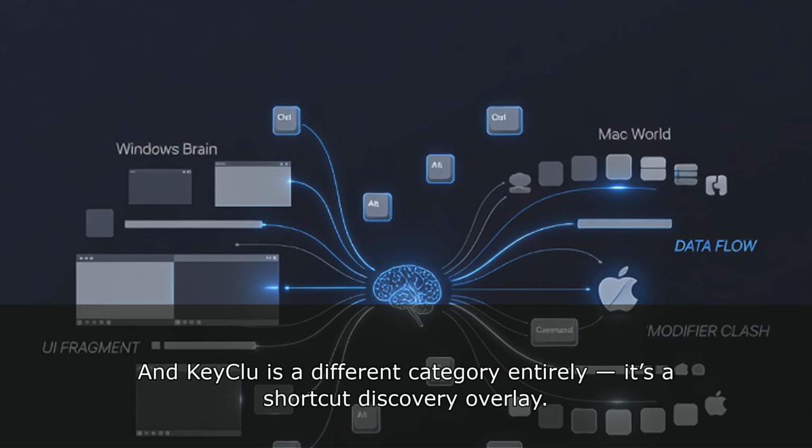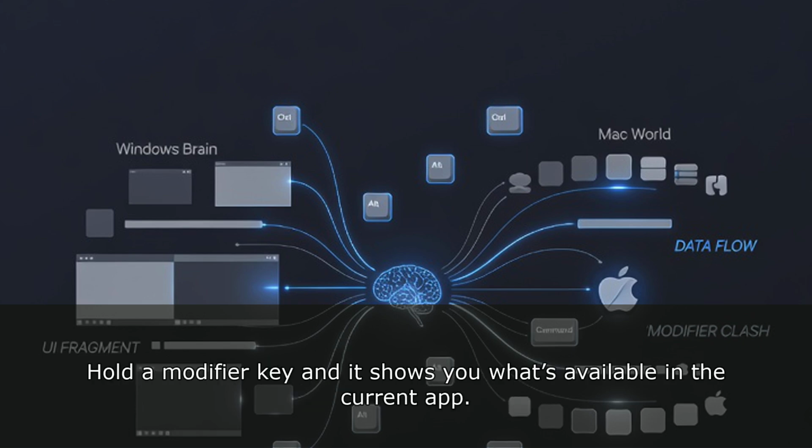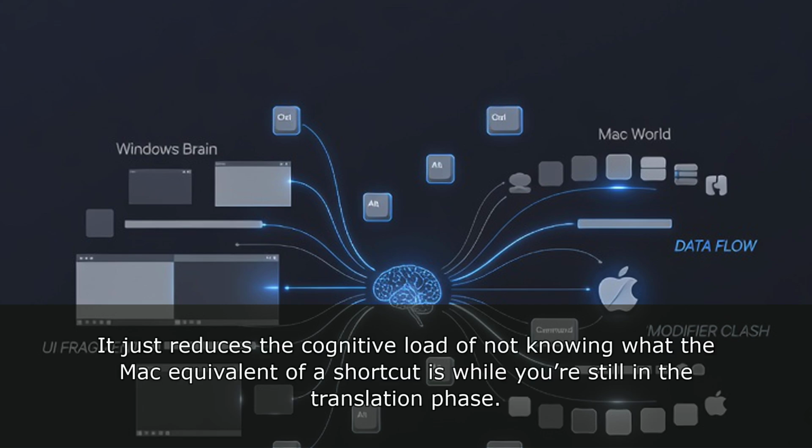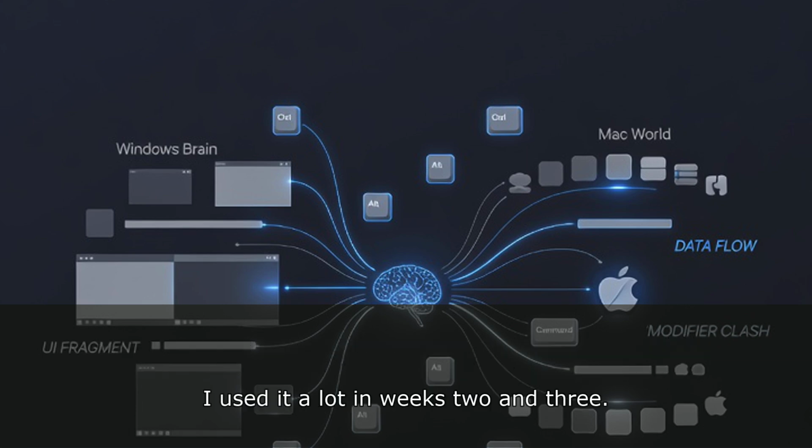And KeyClue is a different category entirely. It's a shortcut discovery overlay. Hold a modifier key and it shows you what's available in the current app. It doesn't remap anything. It just reduces the cognitive load of not knowing what the Mac equivalent of a shortcut is while you're still in the translation phase. I used it a lot in weeks 2 and 3. It's not a fix for muscle memory, but it's a useful scaffold while you're building it.